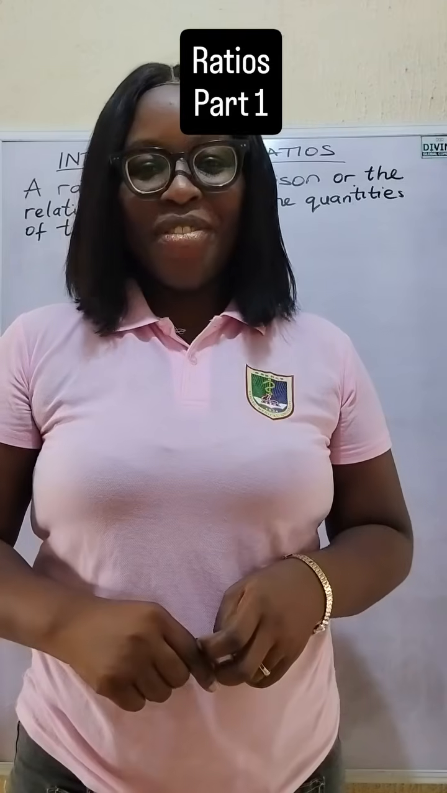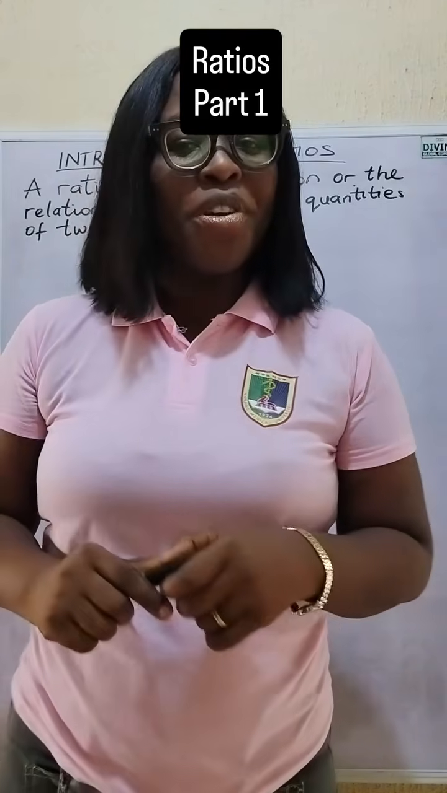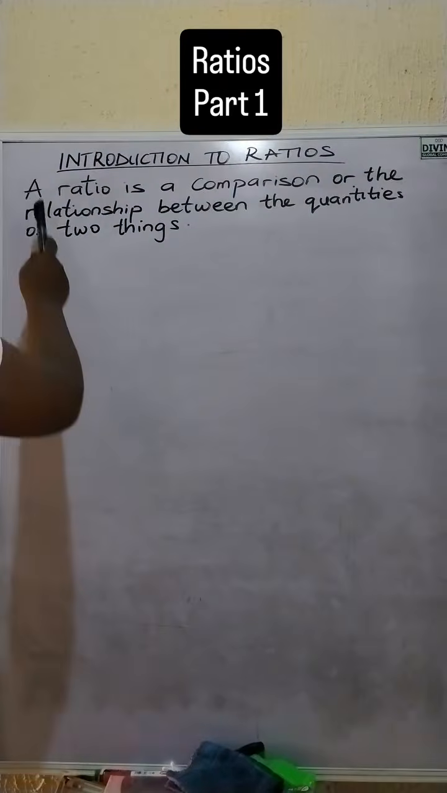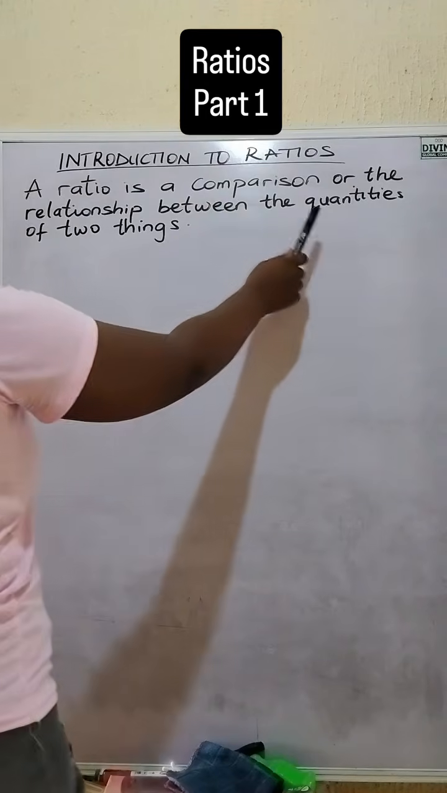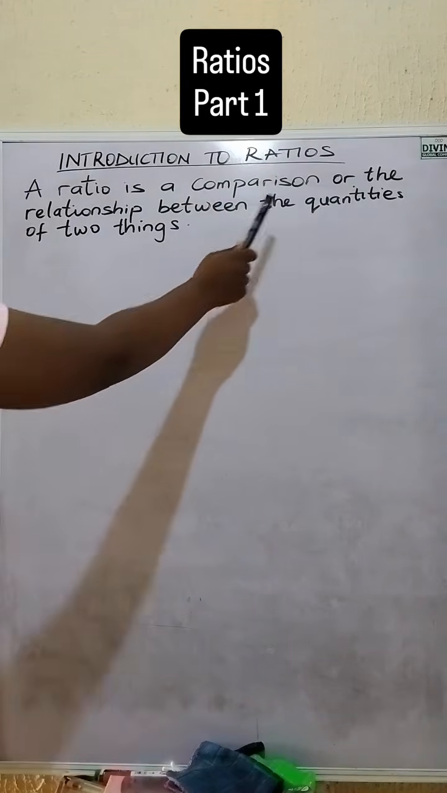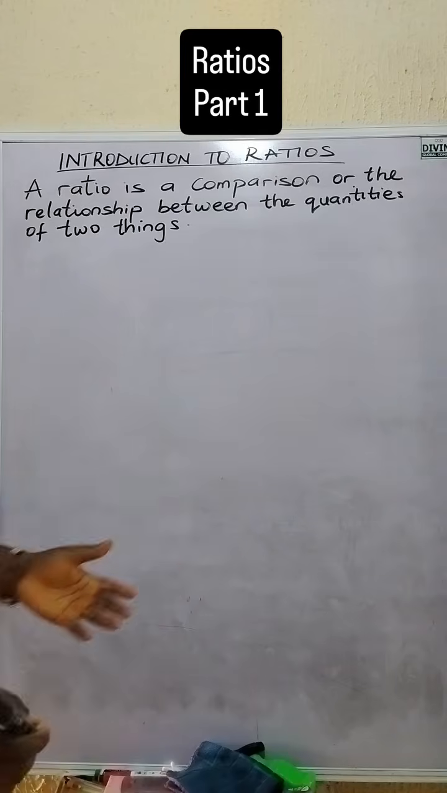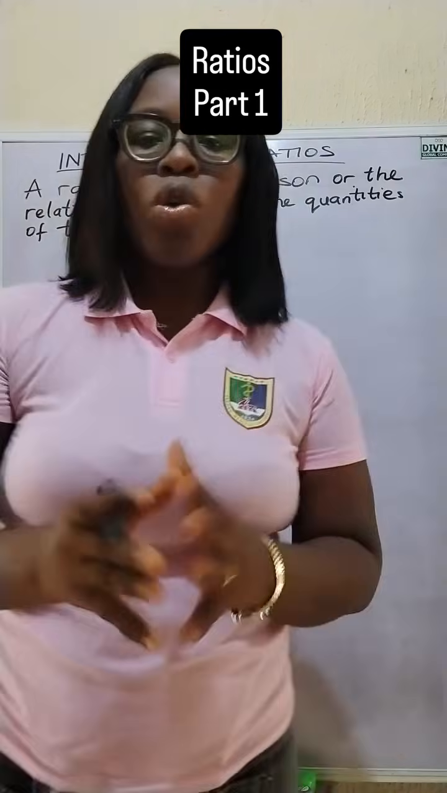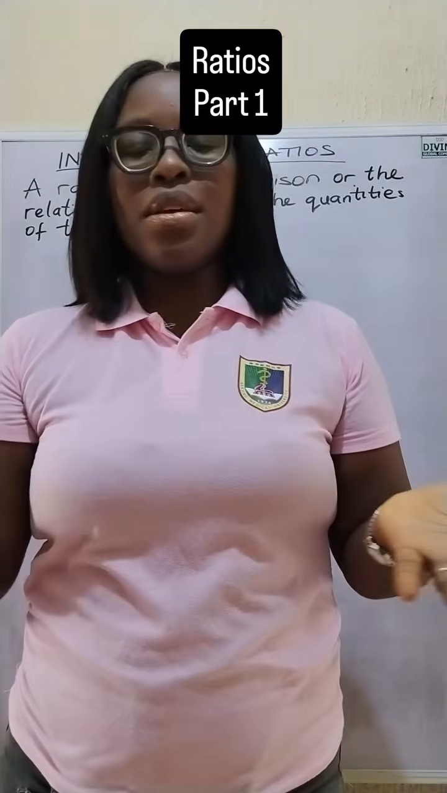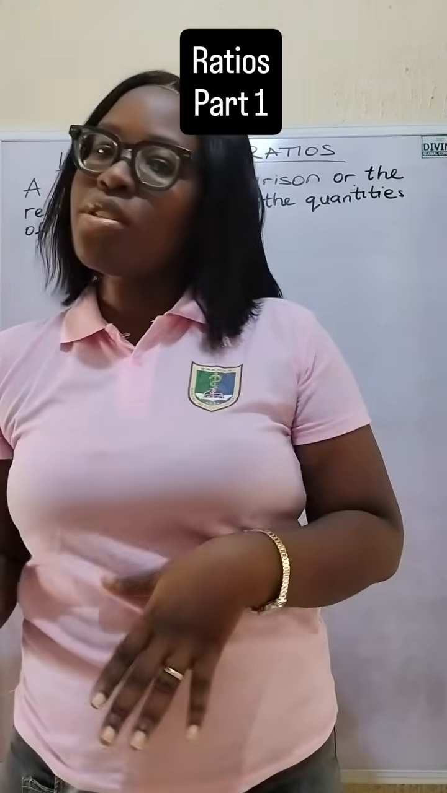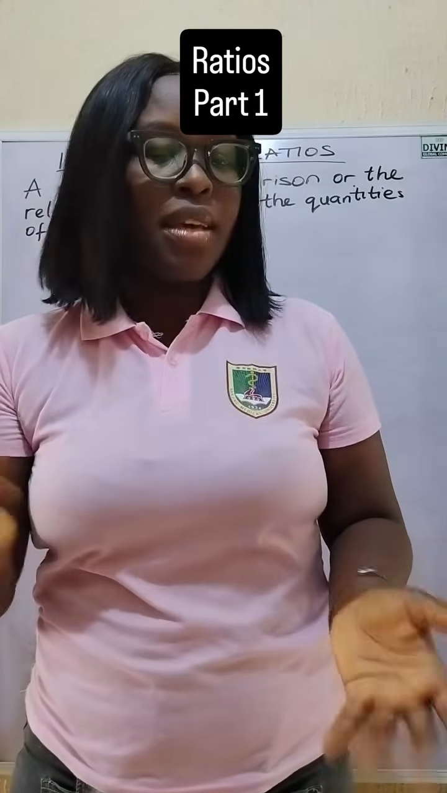Now, let's look at ratios. What do we know about ratios? Okay, a ratio is a comparison or the relationship between the quantities of two things. Now, ratios are all about comparison. We are comparing this and this, or we are finding the relationship between this and this.